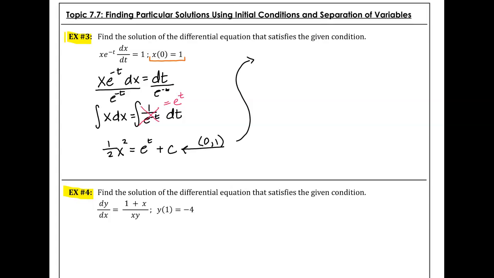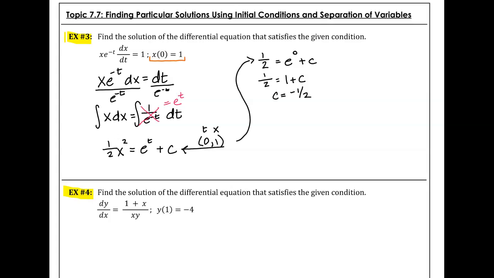Okay, so x is 1. This is a t value and an x value, in case that confuses you a little bit. Okay, because it's not x and y. So I have 1/2 times 1 equals e to the 0 plus c. And what is e to the 0? It's 1. Anything to the 0 is 1. So that means that c equals -1/2.